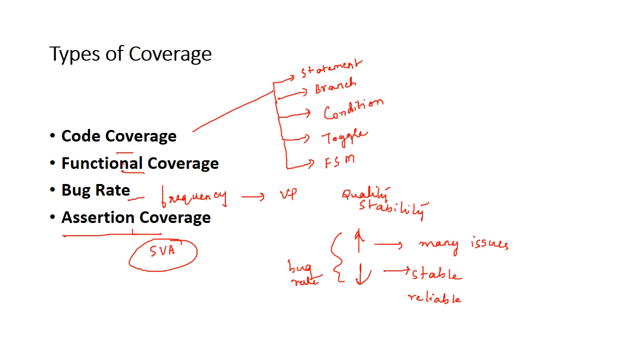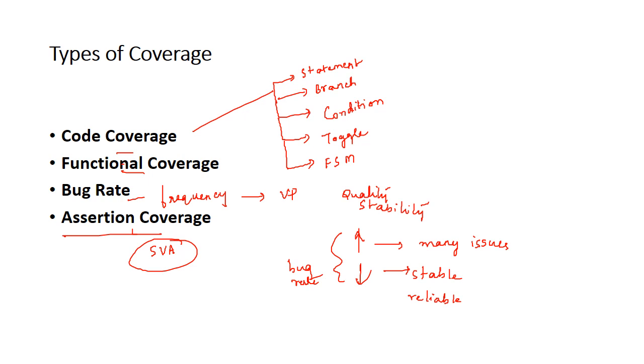This code coverage is further divided into different types of coverage. One is called statement coverage. Next is branch coverage. Third one is condition coverage. Next is toggle coverage, and last is FSM coverage. So what are these different types of coverage under the category of code?